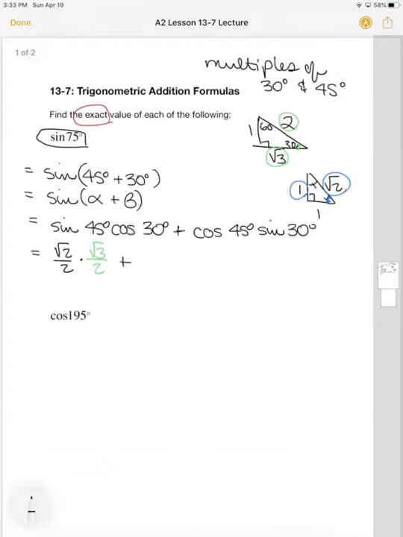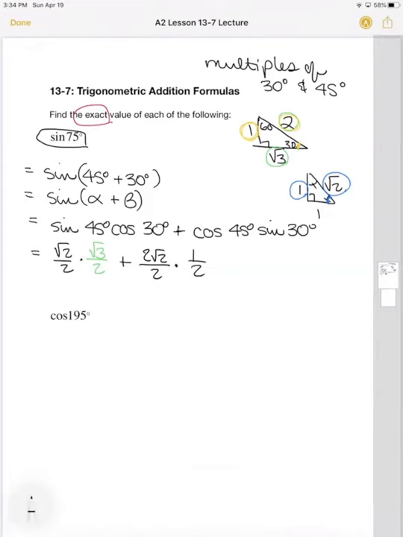Plus, now the cosine of 45 degrees is going to be the same thing as the sine of 45. It's going to be 1 over root 2, which is root 2 over 2 when you rationalize your denominator. And now we want to do the sine of 30 degrees. So I'm going to go yellow here. The sine of 30 degrees is going to be my opposite over my hypotenuse, which is 1/2. I'm going to go back to black. I'll leave the other one on the screen.